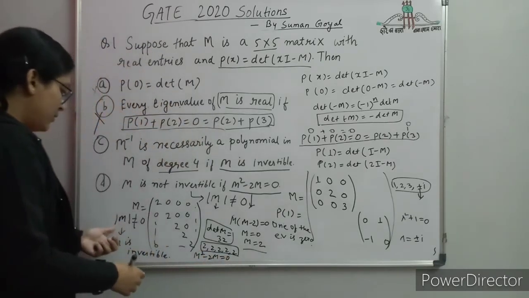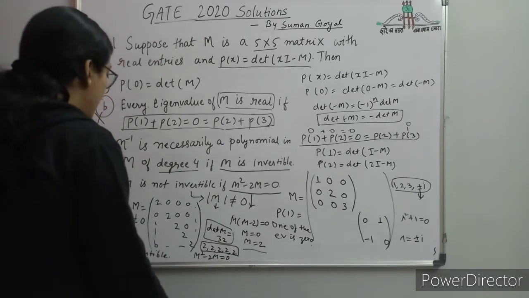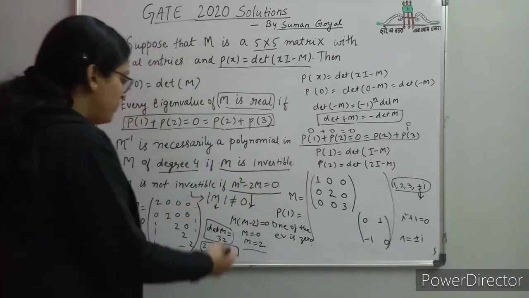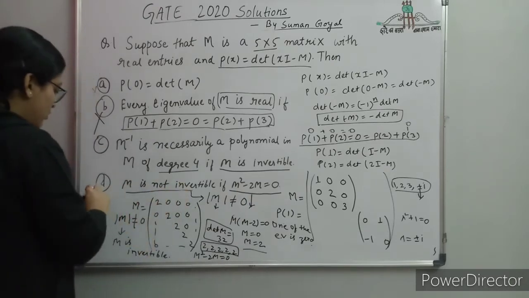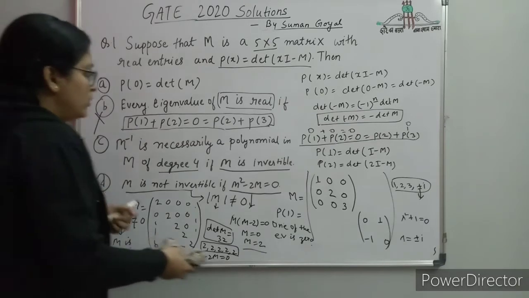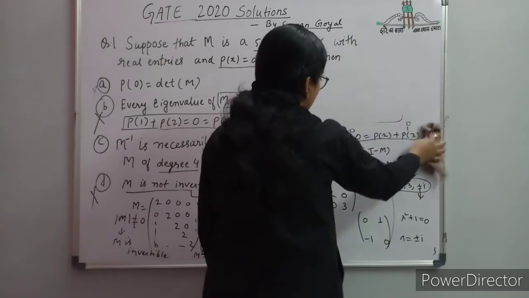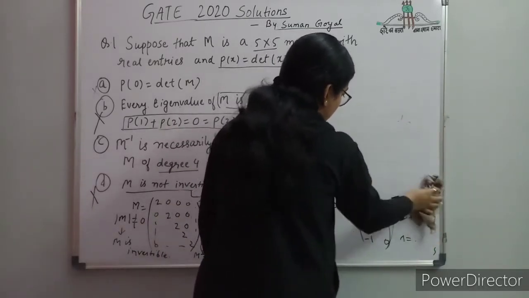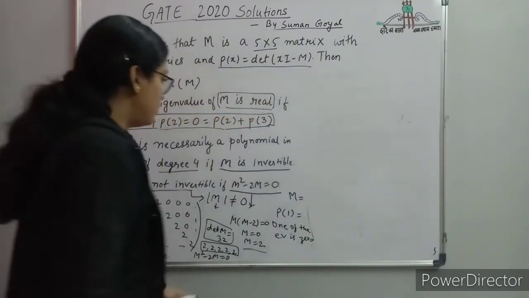Even if the determinant of the matrix is not 0, even if the matrix is invertible, we are getting this condition true. It means what? The statement that M is not invertible if this condition holds is wrong, because we are getting this condition true even if M is an invertible matrix. So this option is also false. Now it is understood that option C is the correct answer, but how to prove that option C is the right answer? M inverse is necessarily a polynomial in M of degree 4 if M is invertible.